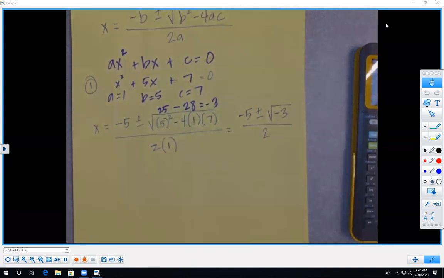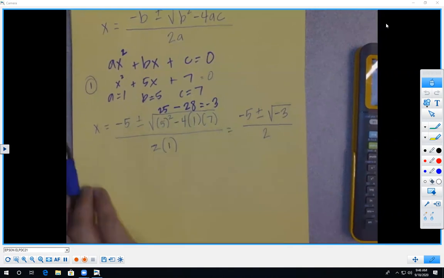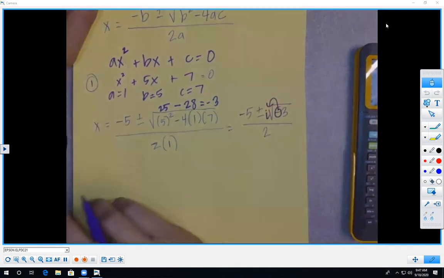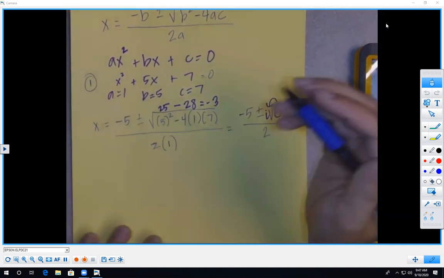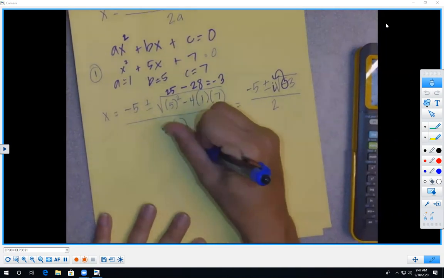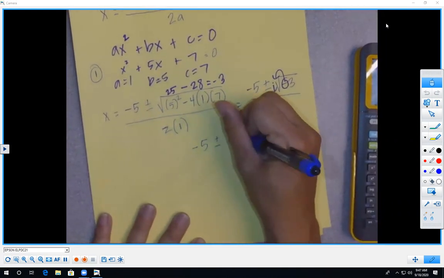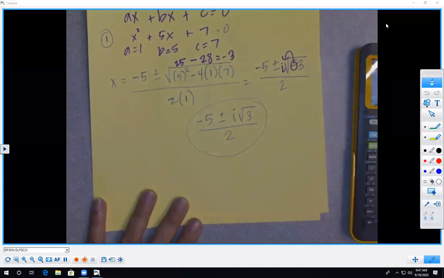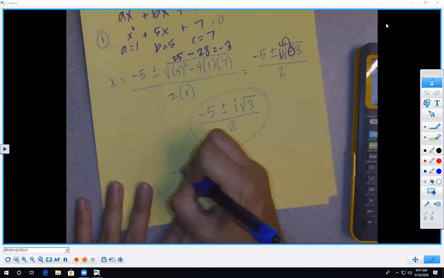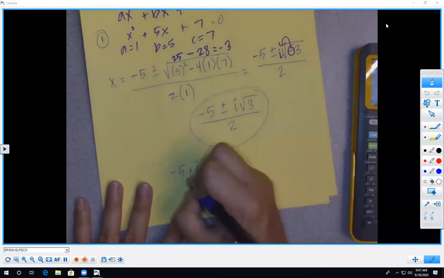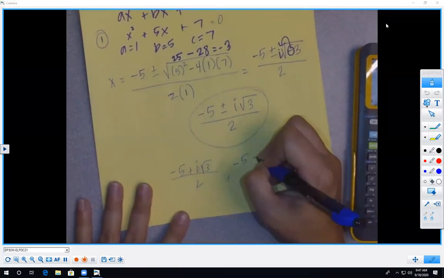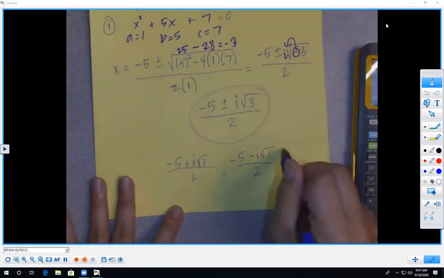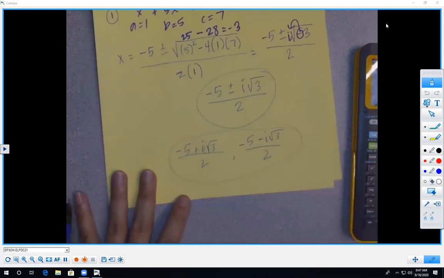And then we simplify the square root. The square root of negative 3, how do I simplify that? Take out an i. I can't break down 3 to anything, so I just have to take out the i. So I get negative 5 plus or minus i times the square root of 3 divided by 2 as my answer. That's 2 answers there. What's one of the answers? Negative 5 plus i square root of 3 divided by 2. What's the other one? Negative 5 minus i square root of 3 divided by 2. Okay, so this is how MyMathLab will want you to put your answers in.